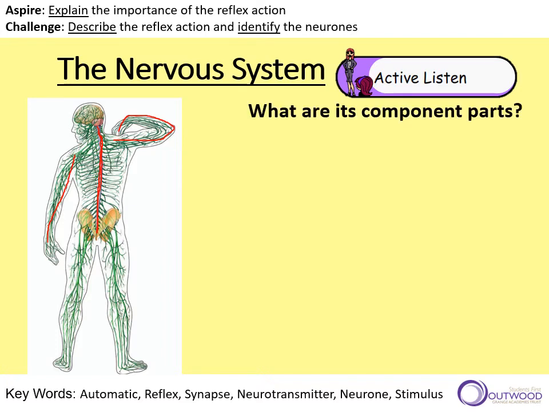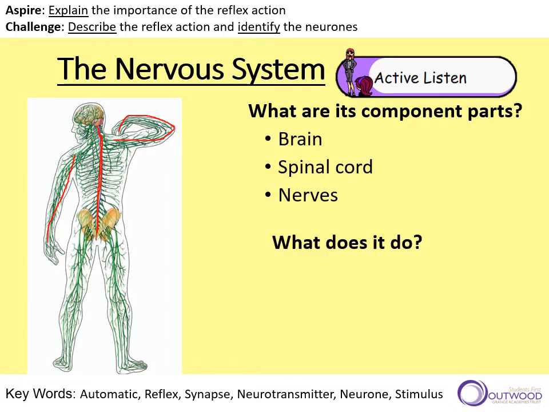So what is your nervous system made out of? Well, the brain. Okay, so that's one part: the brain, the spinal cord, and nerves. Okay, so that's what makes up the nervous system. What does it do? What is the function of the nervous system?